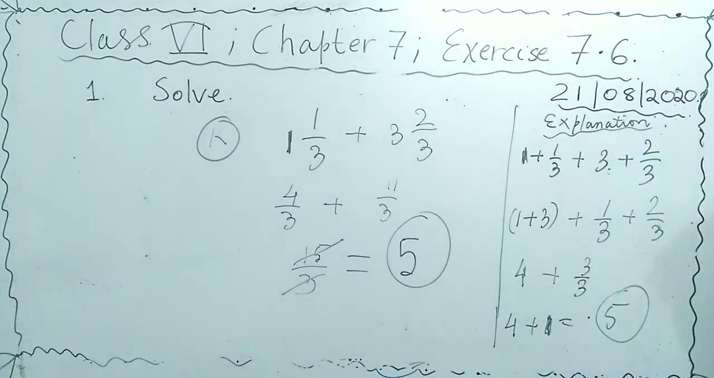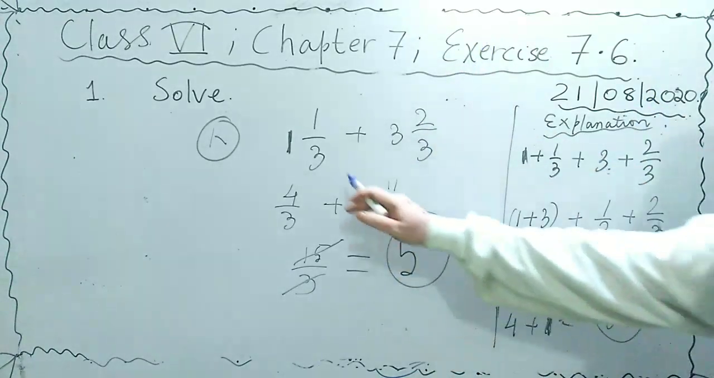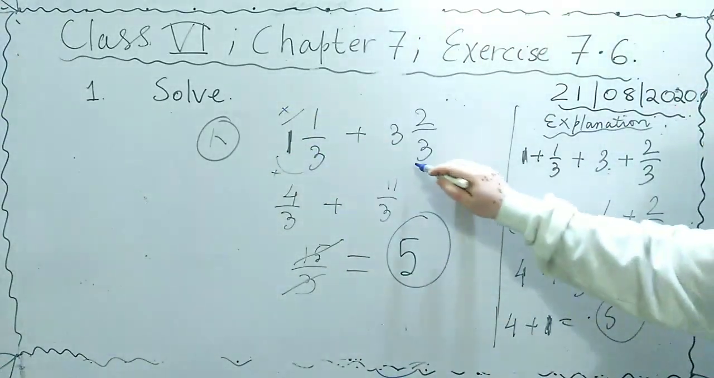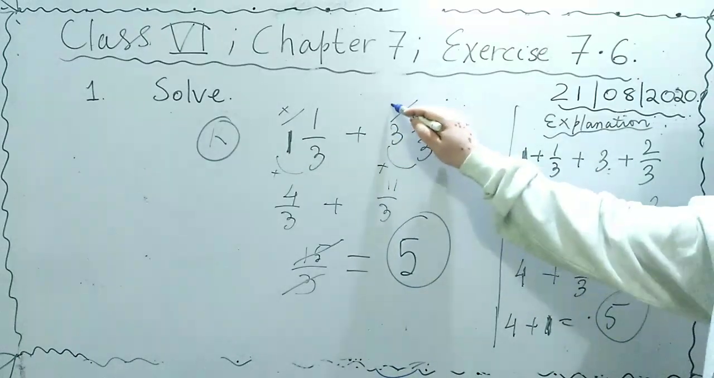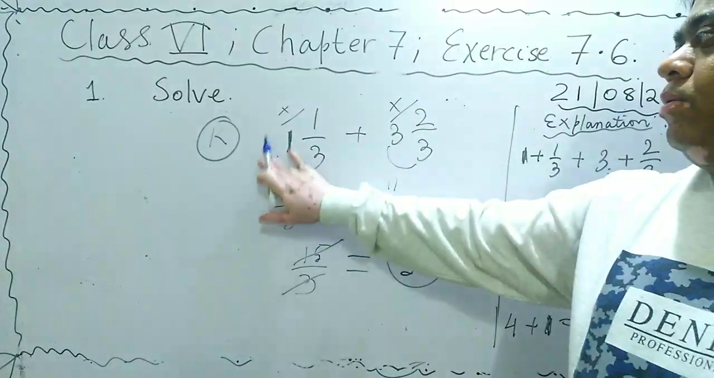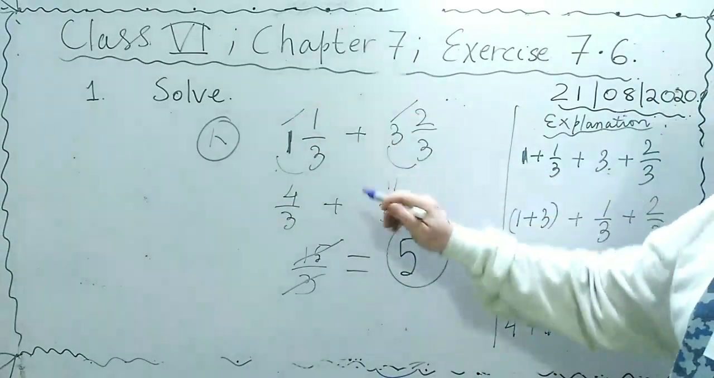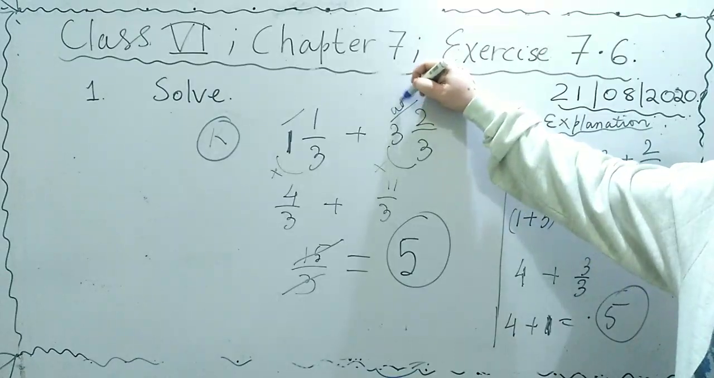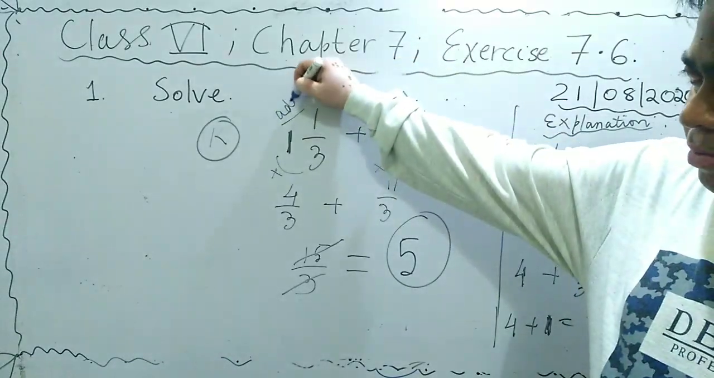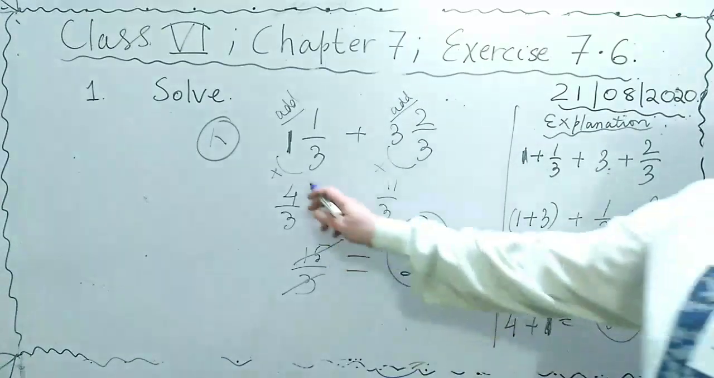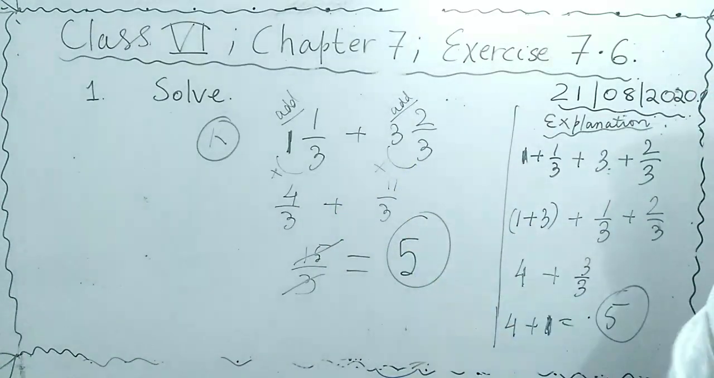In simple form, we can do it in this way. Multiply these 2 and add with this. Multiply these 2 and add these 2. So we will get 4 by 3 plus 11 by 3, and that will be equal to 15 by 3, which will be equal to 5.